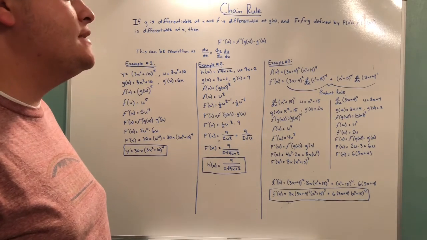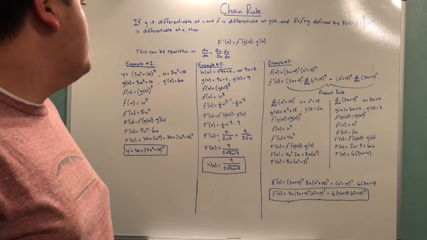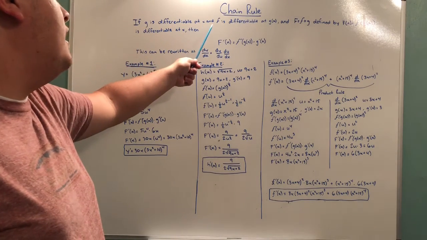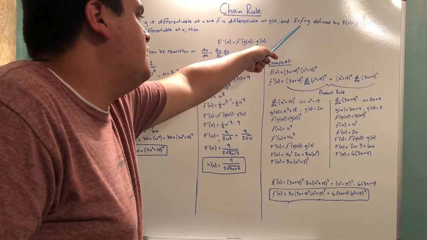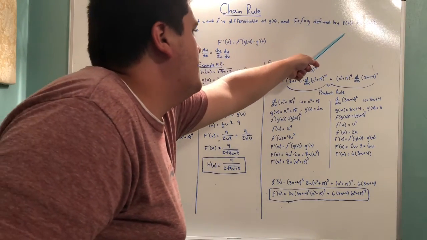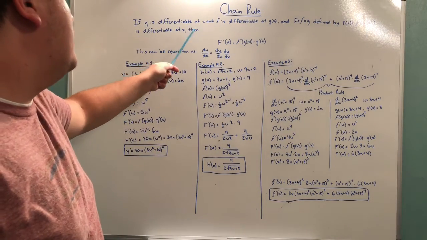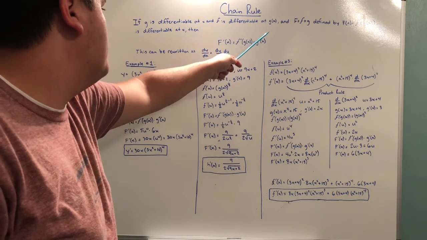Hi, for today's lesson, we'll be learning about the chain rule in calculus. The definition of the chain rule is: if g is differentiable at x and f is differentiable at g of x, and f is equal to f composed with g, defined by f of x is equal to f of g of x, is differentiable at x, then f prime of x is equal to f prime of g of x times g prime of x.